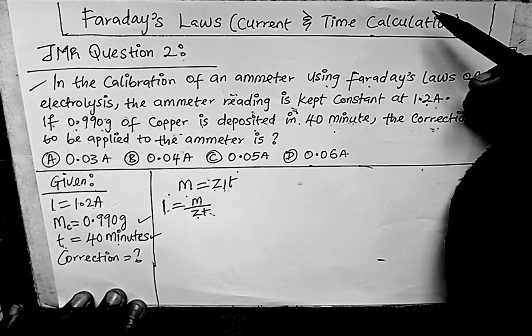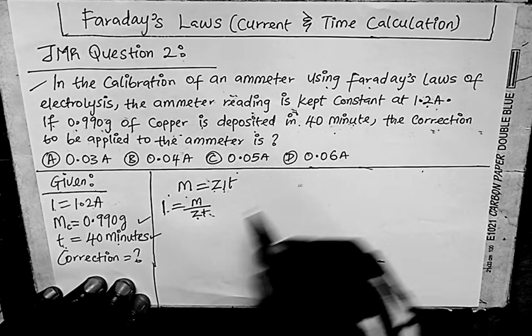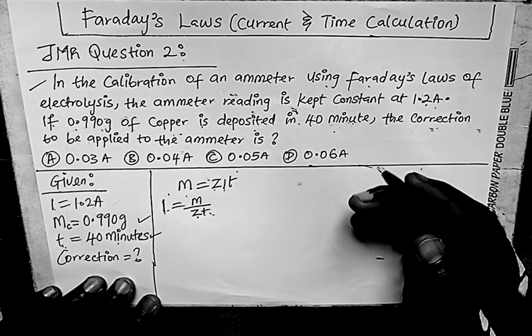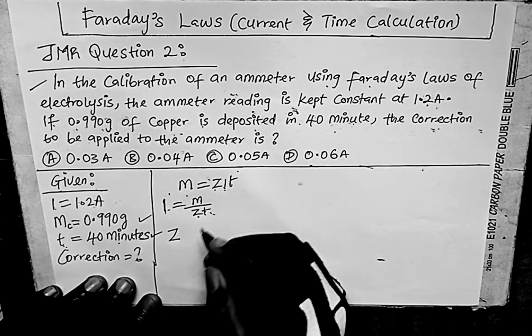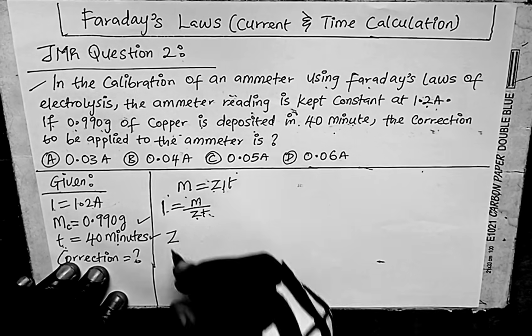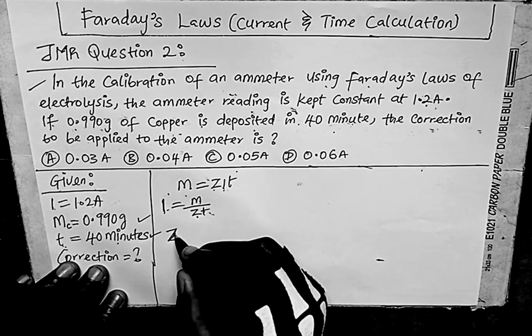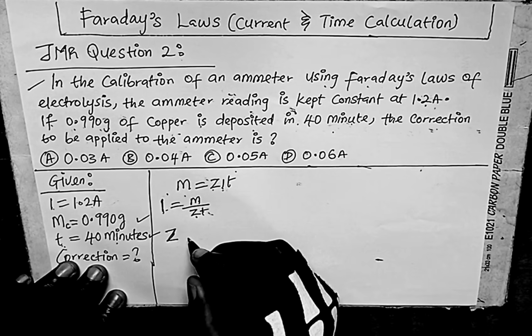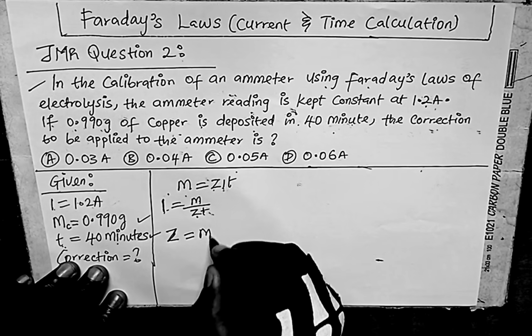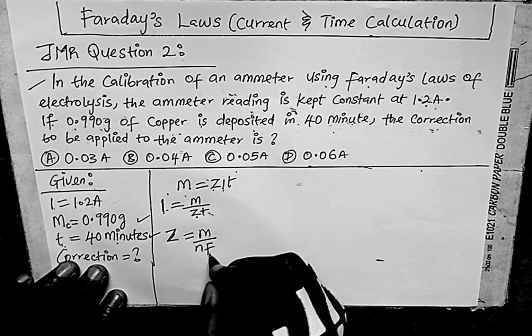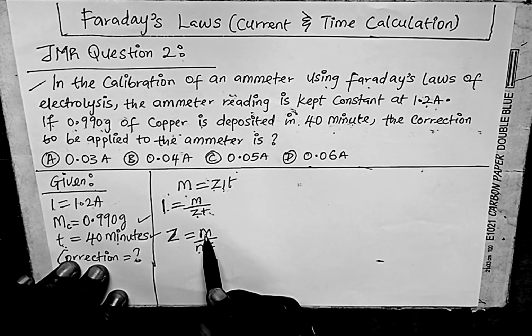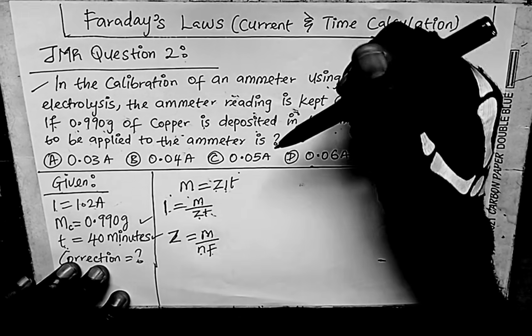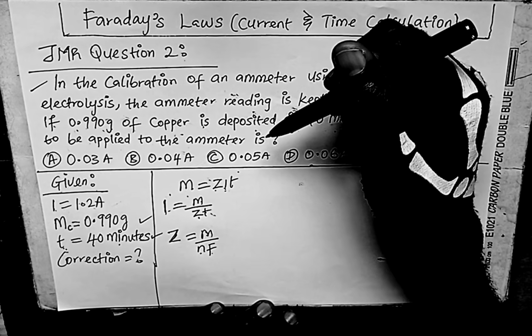Since we don't have Z, JAMB wants us to find this Z, the electrochemical equivalent. Z is equal to, from the other formula of electrolysis, making Z the subject of the formula: Z is equal to M over NF. F is Faraday, N is the number of moles, and M is the molar mass. Yes, M is the molar mass.